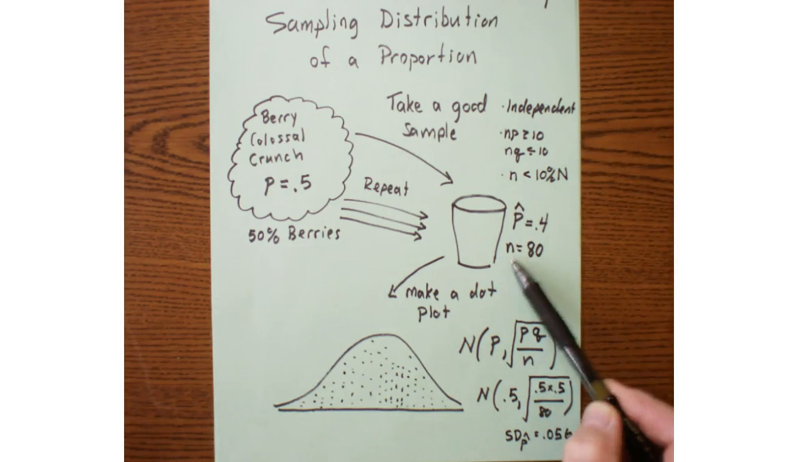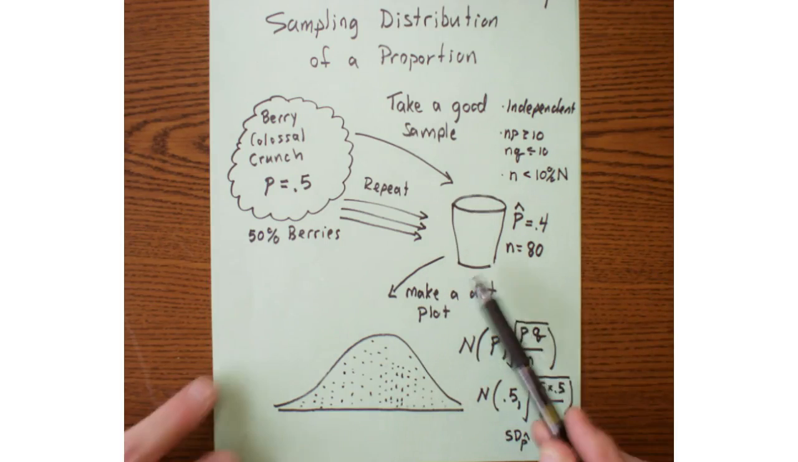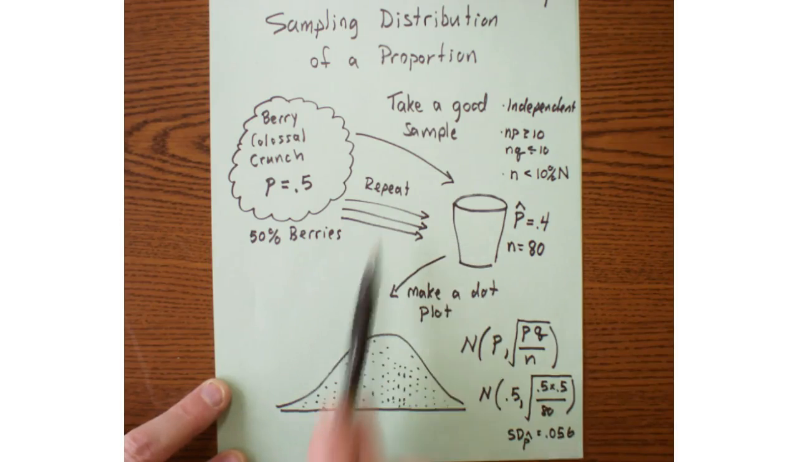I would imagine a cup of 80 pieces of cereal is less than 10% of all the cereal in the population. So I take that good sample and I make a dot plot, and I keep repeating this. Sample, dot plot, sample, dot plot, sample, dot plot.